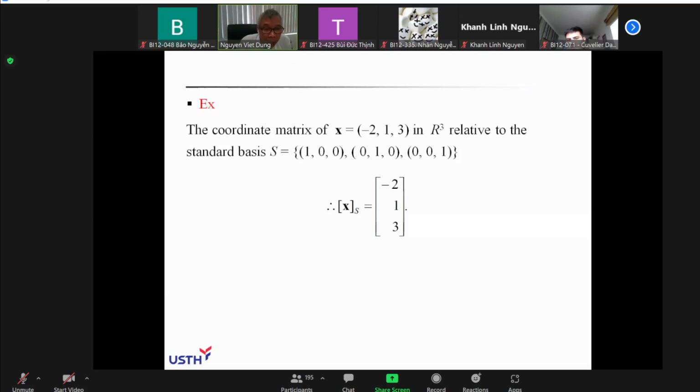And here is an example, a very easy one. Given a vector x inside 3-space R3, then its coordinate in the standard basis S will be that one.